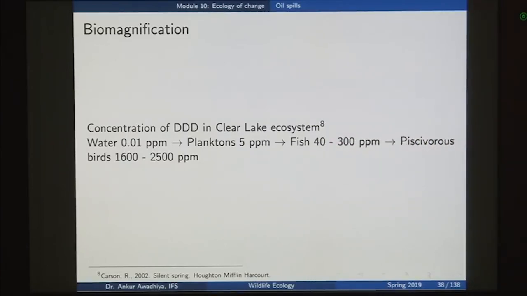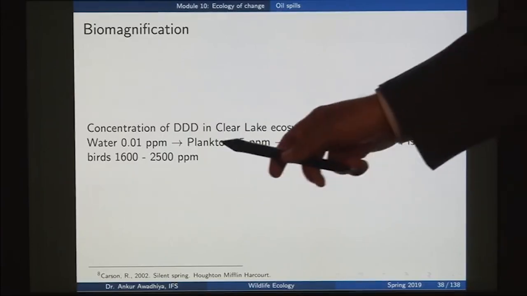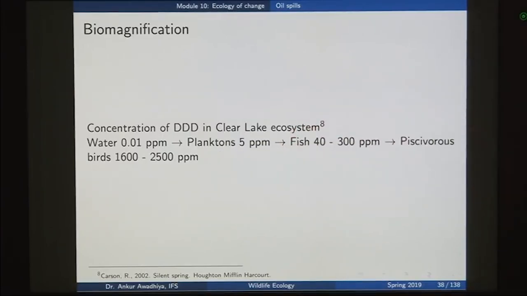Now, why is that so? Again, because one fish will be eating a number of planktons, and all the DDT that was present in these planktons is now reaching the bodies of the fishes, and there is bioaccumulation at the level of the fishes as well. The amount of DDT that these fishes are getting into their body, they are not able to release all of that out from their own bodies. So, the chemical gets concentrated in their bodies. From 5 ppm it reaches 300 ppm. Now, the birds had an even higher concentration, 1600 to 2500 parts per million.